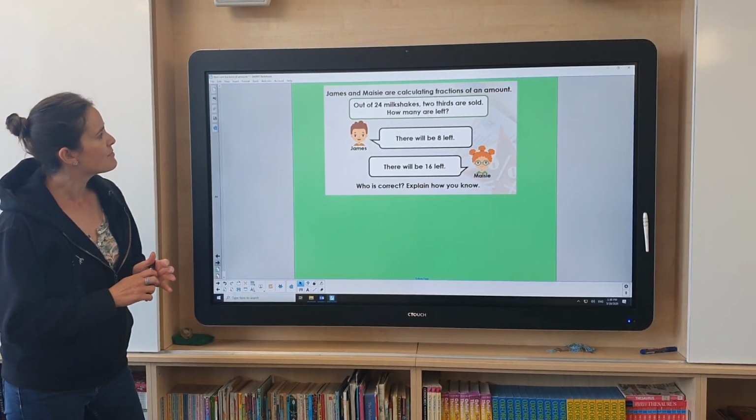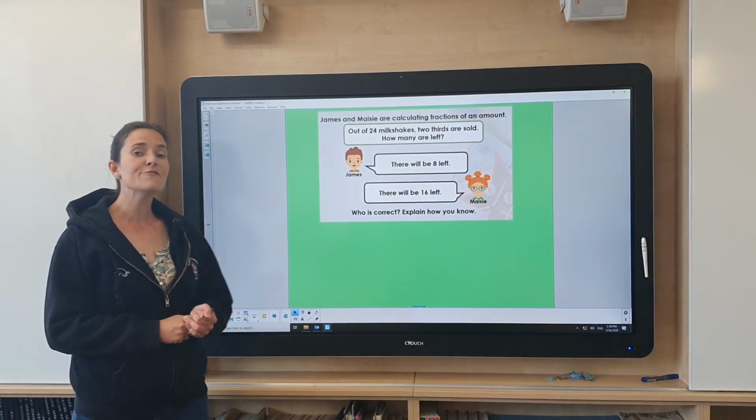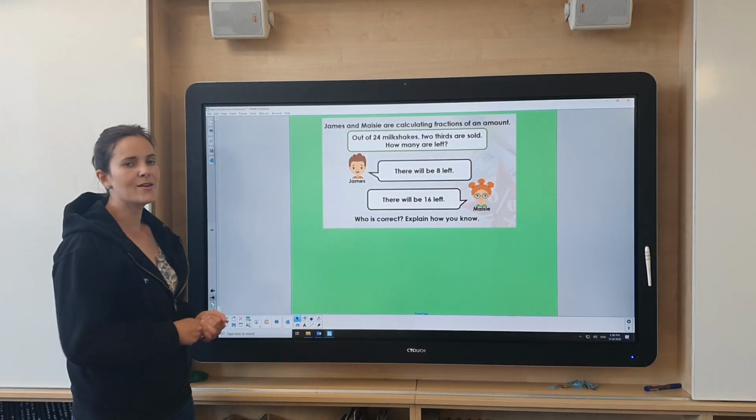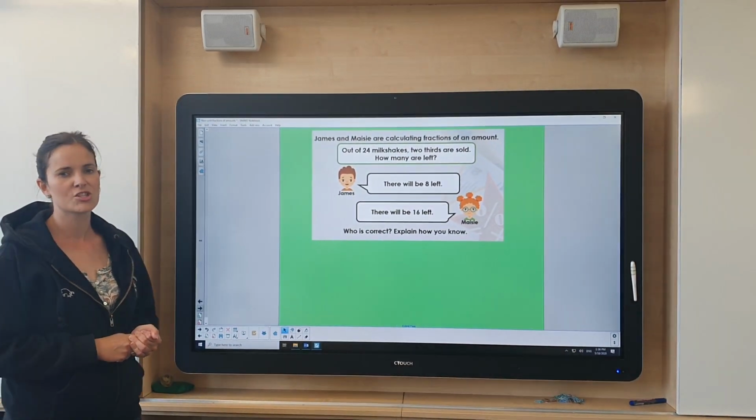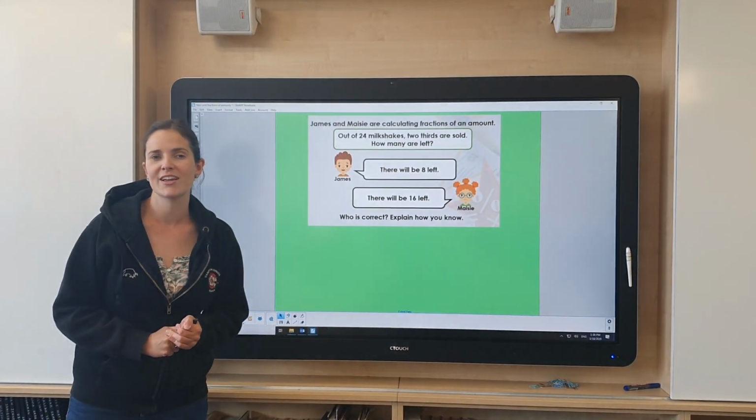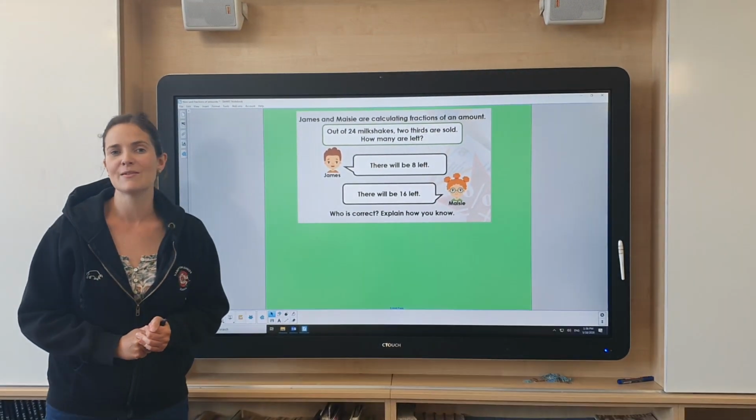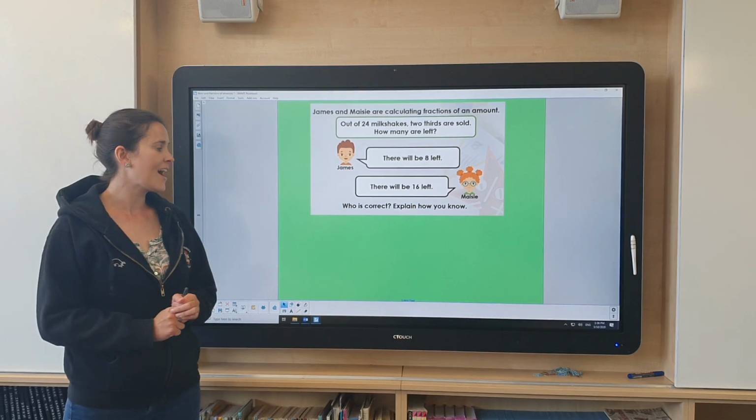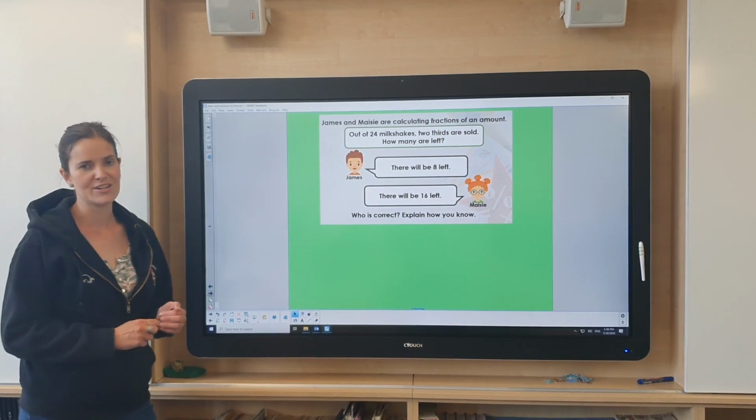It says, James and Maisie are calculating fractions of an amount, and out of 24 milkshakes, 2/3 are sold. And we need to know how many milkshakes are left after those 2/3 are sold. Now, James has worked it out and he says there are going to be 8 milkshakes left. And Maisie has worked it out and says, I think there will be 16 milkshakes left. Only one of those answers is correct, and we need to work out which one that is and also explain how we know which one is correct.